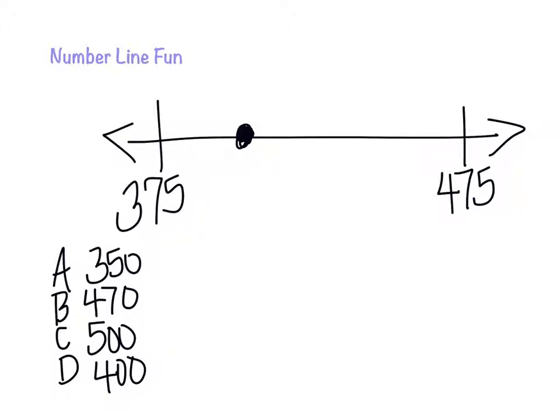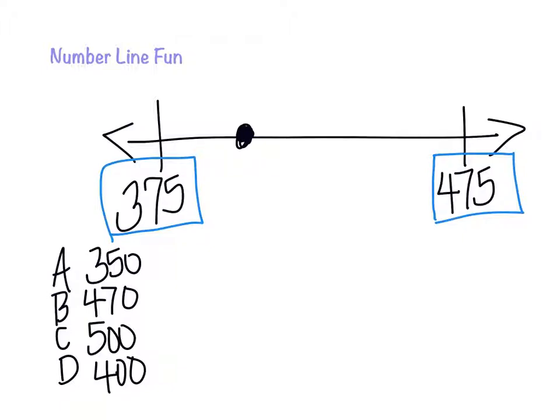Okay, students, now let's take a look at this number line. This is what they call an open number line because there are not any notches to fill. This type of number line is trying to figure out if you understand how a number line works and where the numbers belong on this number line. I can see that my start number on this number line is 375. I can see my end number on this number line is 475.